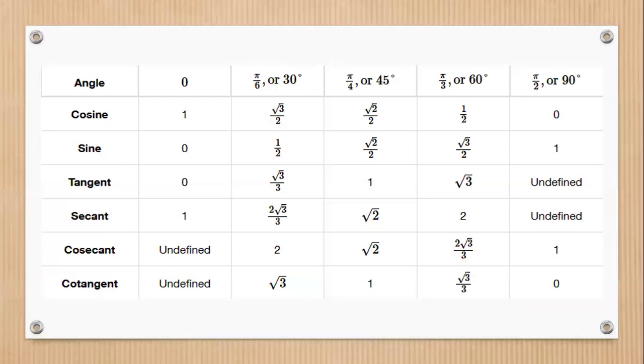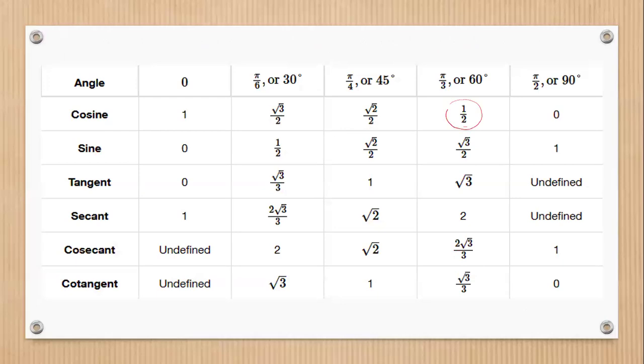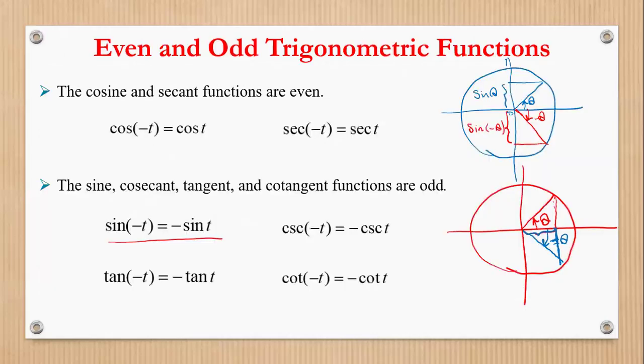That's why the sine of negative angles are always the negative of the sine of positive angles. Okay, let's look at this example. It says find the exact value of each of the trigonometric functions. The first example says find the cosine of negative 60-degree angle. Since I learned that cosine is an even function, the cosine of negative 60 should be exactly the same as the cosine of 60. I don't care if there's a negative inside the parenthesis. And based on the table, I know that the cosine of 60 is 1/2. So the final answer is 1/2.